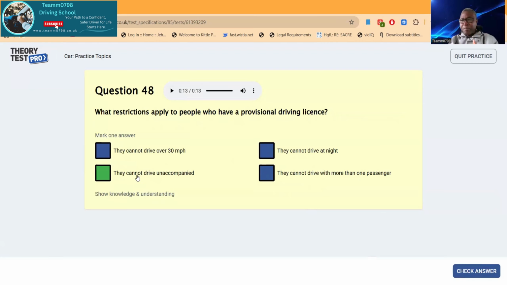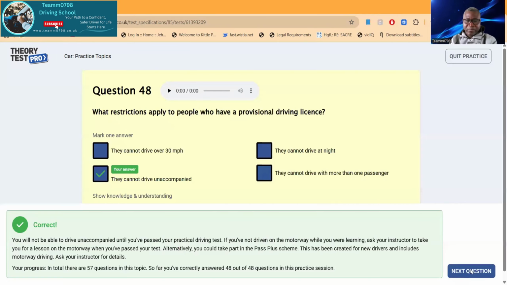And the person accompanying them must be at least 21 years old and would have held a license in the same category for 3 years. That's the rules. Okay. The explanation will be there for you.